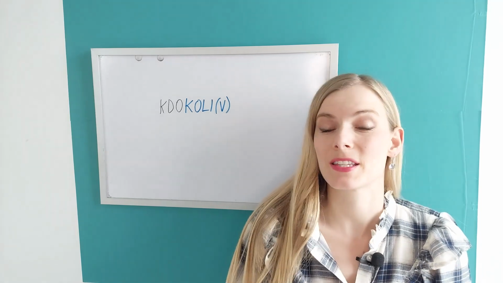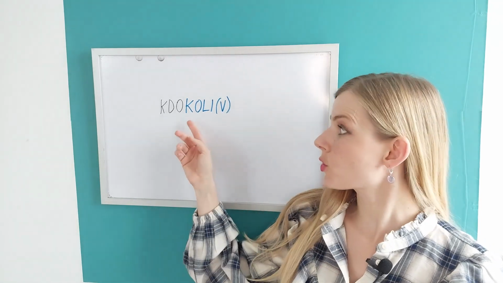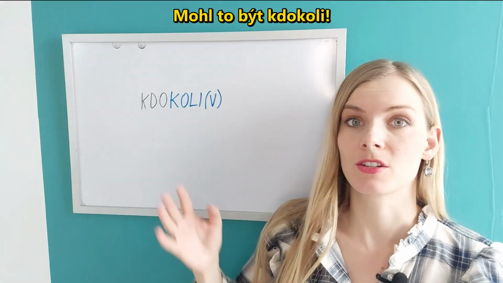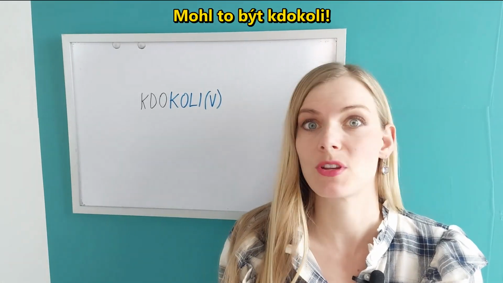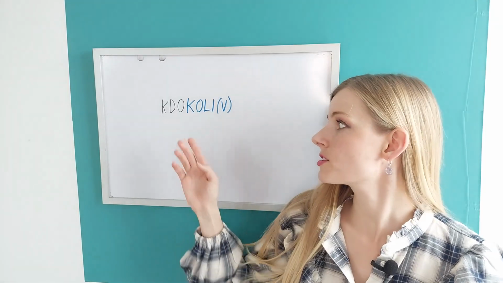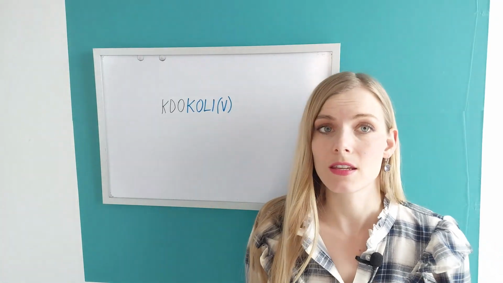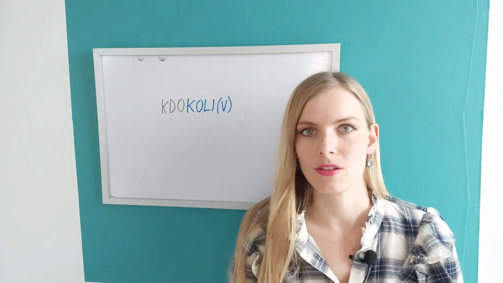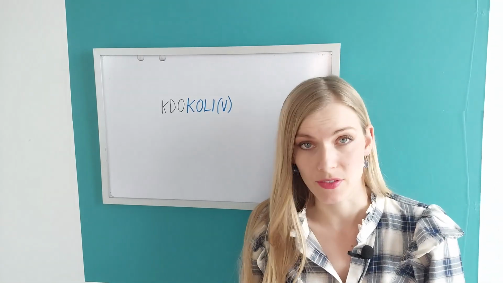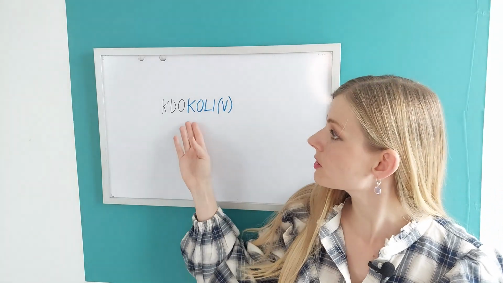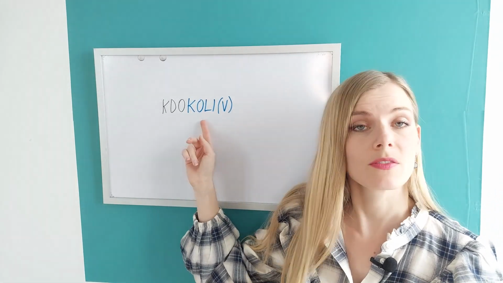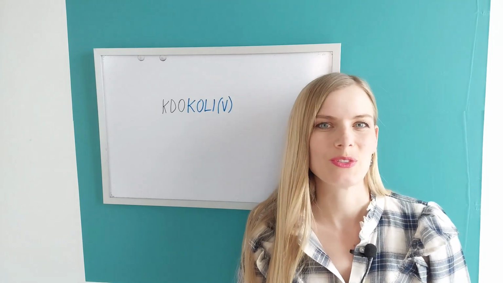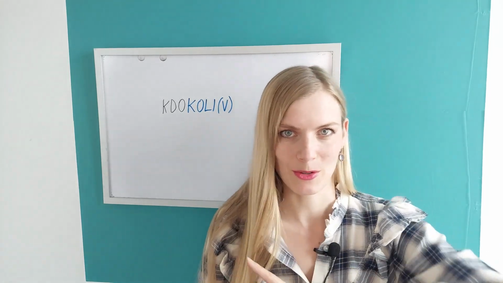Today we will practice the words that end with koli or koliv. Třeba mohl to být kdokoli. It could have been anyone. This koli or koliv ending is just one category of these indefinite pronouns or adverbs. And we will take a look at only this specific ending because it's really common and it's useful to know about it. Jdeme na to.